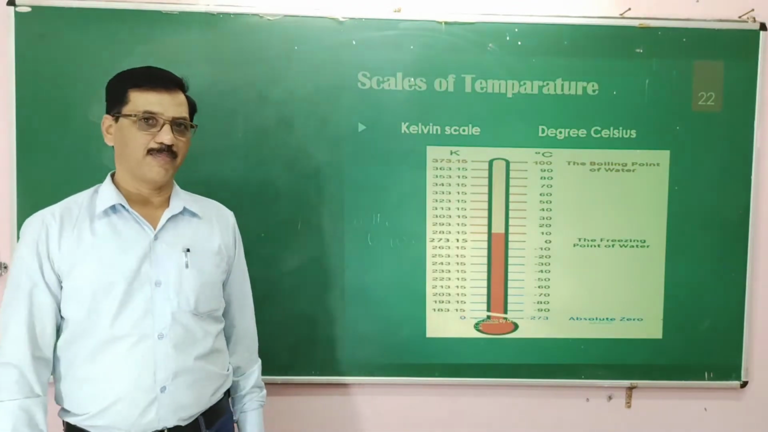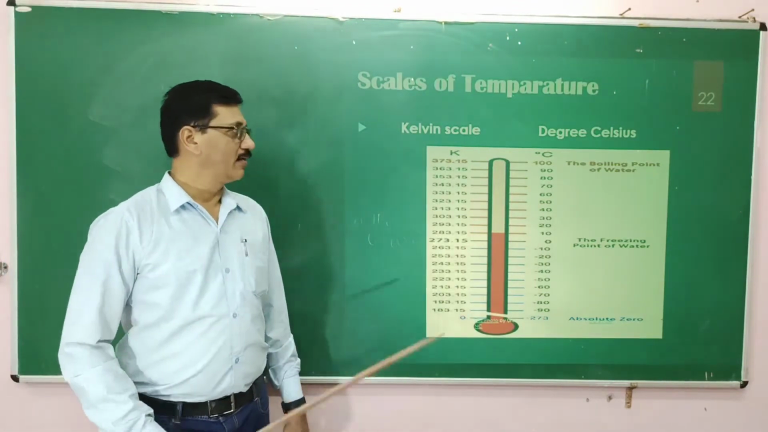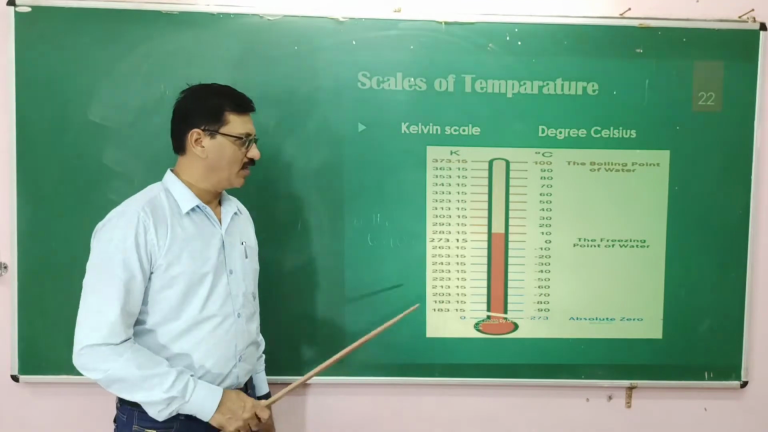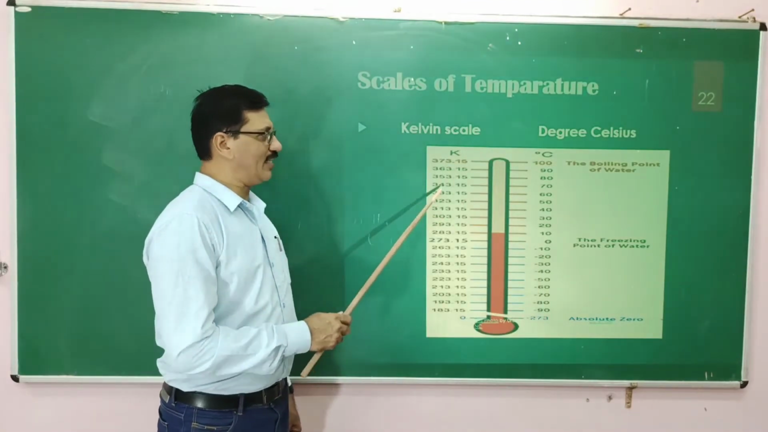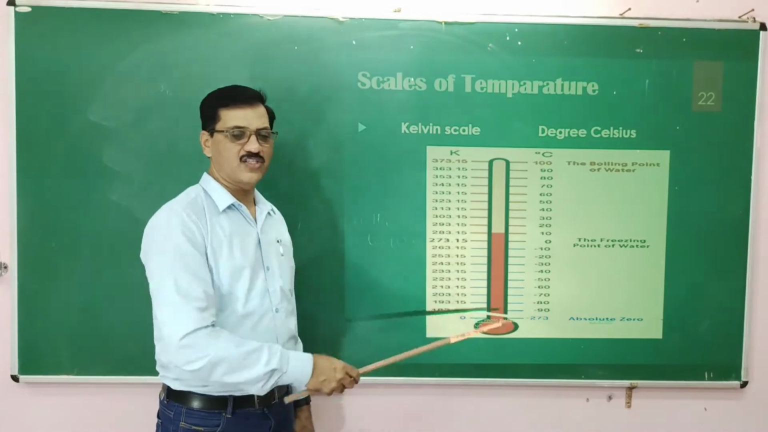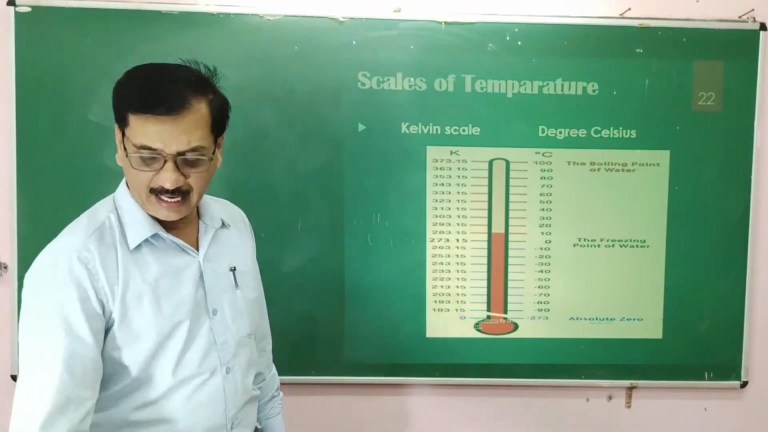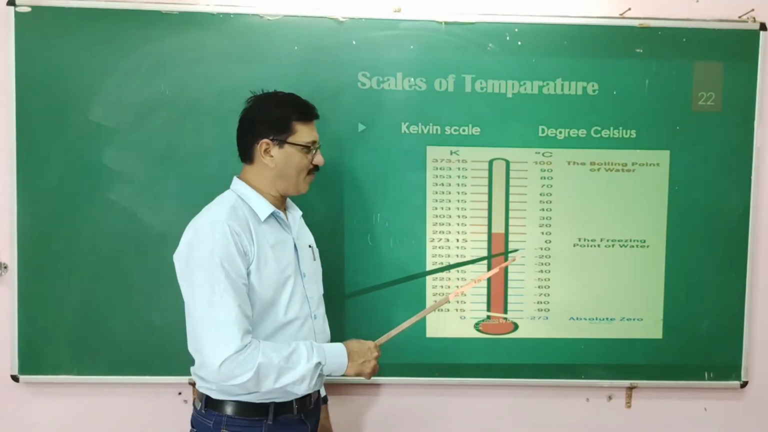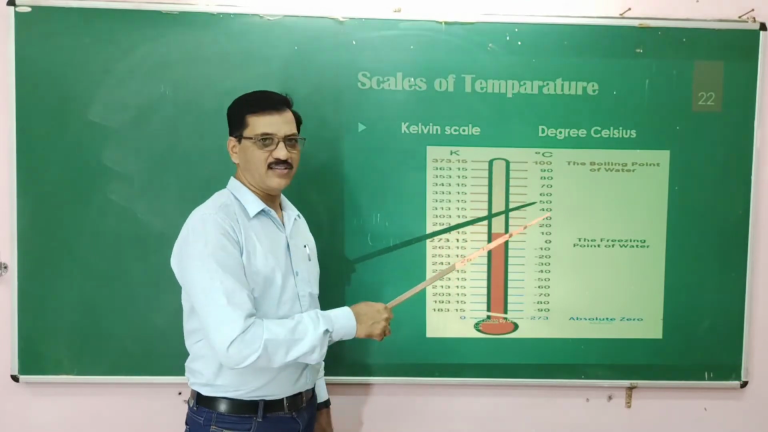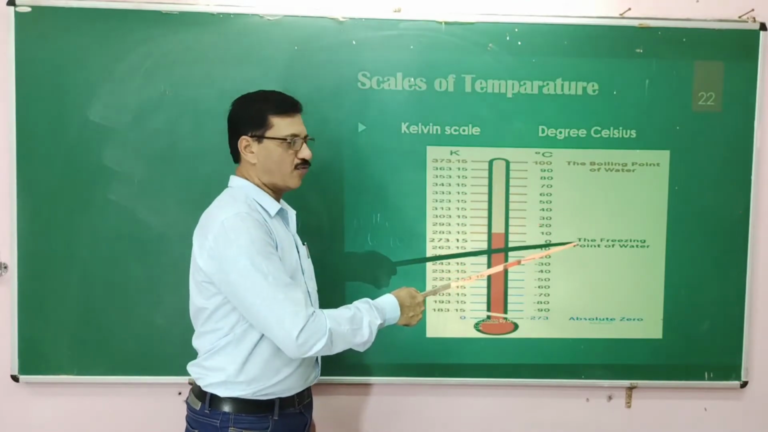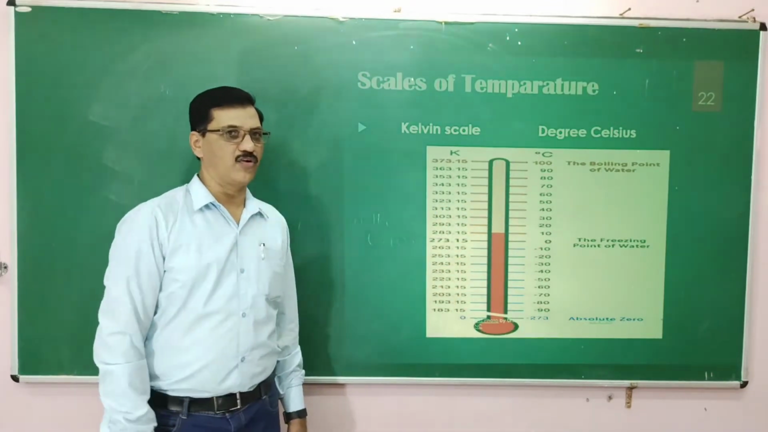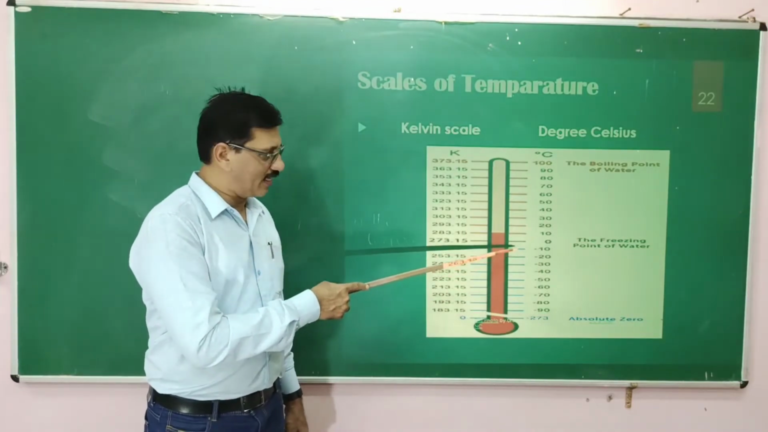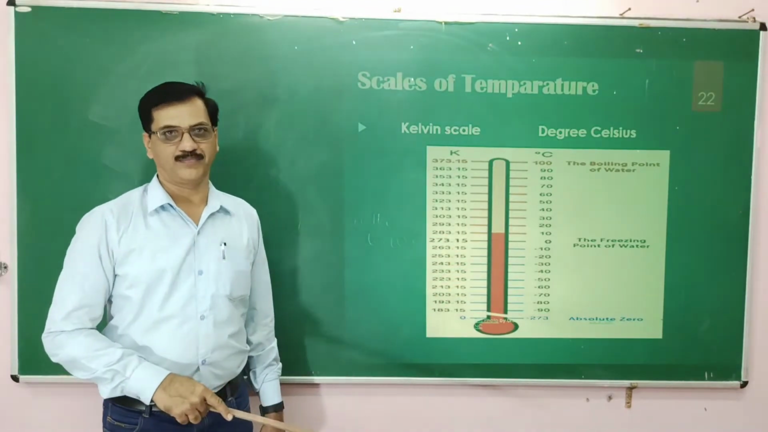So temperature has different scales. Temperature is the degree of hotness. Heat is a form of energy. Two popular scales are the Kelvin scale and the degree Celsius scale. Normally available thermometers have the Celsius scale from 0 degrees to 100 degrees. 0 degrees is the freezing point of water and 100 degrees Celsius is the boiling point of water. This is how a thermometer is constructed. Below 0 degrees Celsius, the values are taken as -10, -20, -30 and so on.